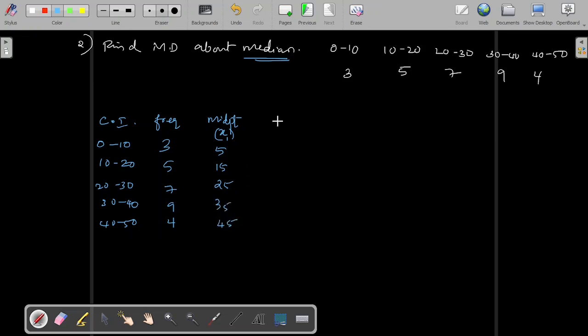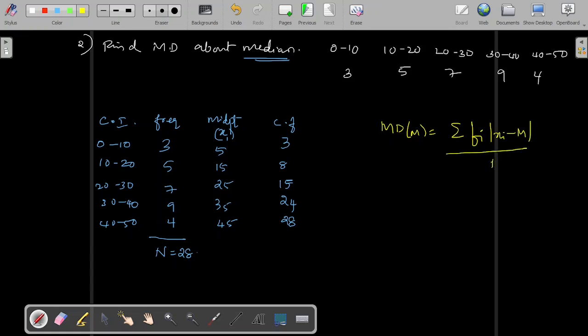Next we want cumulative frequency. Cumulative frequency 3, 3 plus 5, 8, 8 plus 7, 15, 15 plus 9, 24, 24 plus 4, 28. So capital N equal to 28. So what is the formula for mean deviation about median? It is equal to summation of fi into modulus of xi minus M divided by capital N.